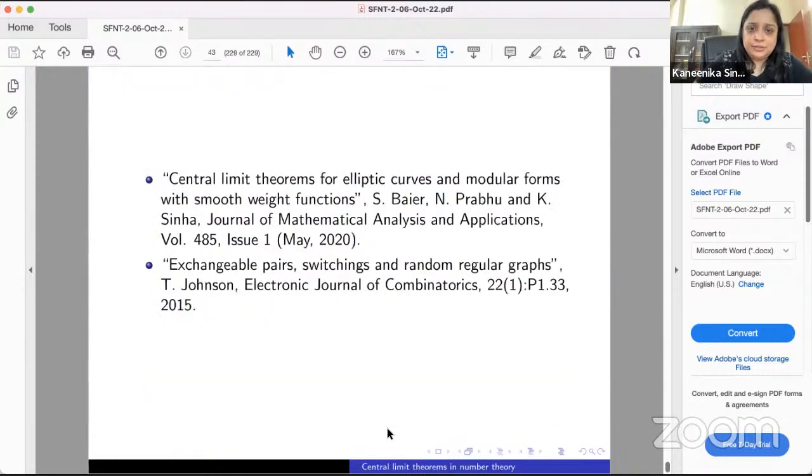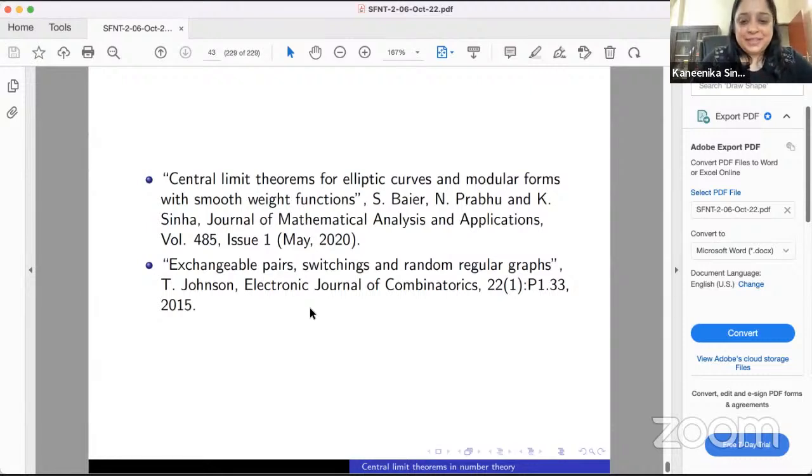So this is a reference to that. There was another paper that we wrote with Stefan Bayer, where we talked about central limit theorems for more general smooth random variables. And the work of Toby is also available. It appeared in the Electronic Journal of Combinatorics in 2015. Toby does not use the method of moments. His paper is a little difficult to read if you are not very familiar with probability.